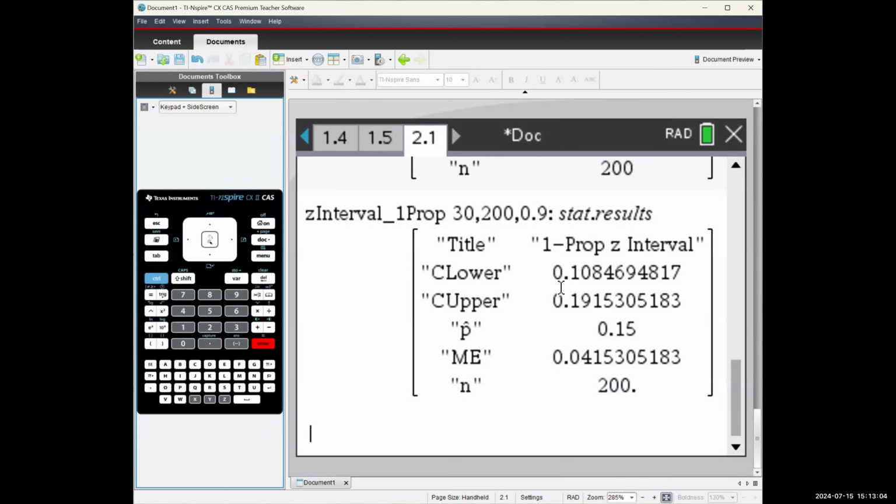Now the answer should be 0.108, comma, and 0.192, both rounded to 3 decimal places, okay? Remember, this value has to be rounded to 108, and this value, you have 5 here, rounded up to 192, okay? And you can see the p hat is exactly what we calculated before, 0.15 or 3 over 20. And we can have a look at the last part.